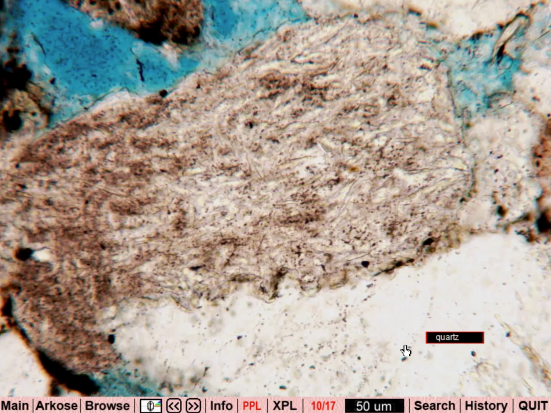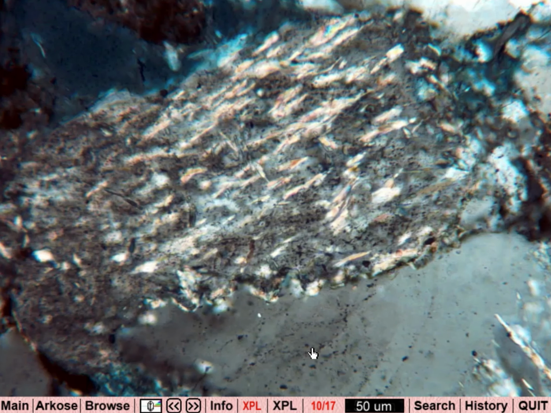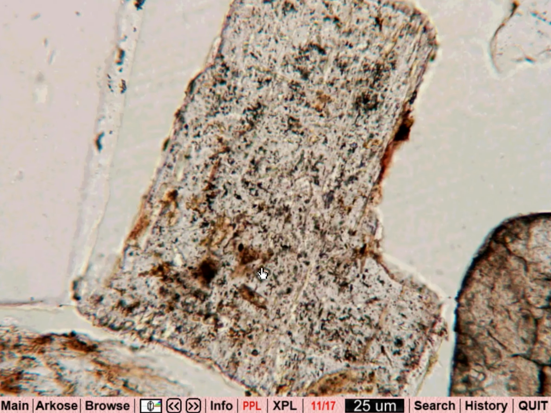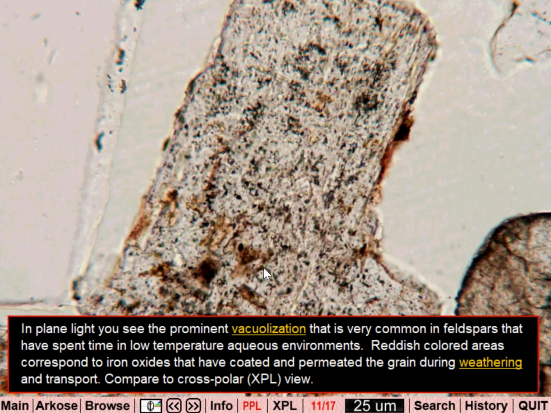We'll take a look at the view. There's the quartz. We'll take a quick look in XPL and see these needle-like, elongate, high birefringence, brightly colored bits. Those are the white micas.